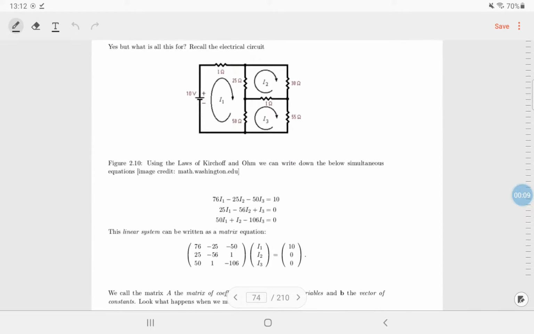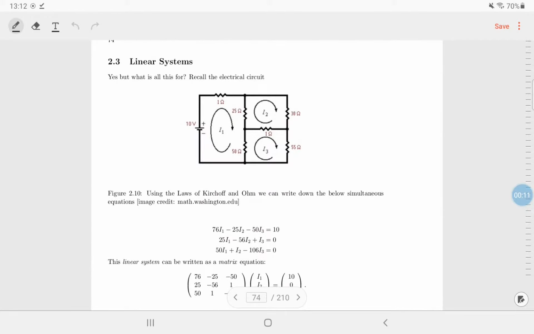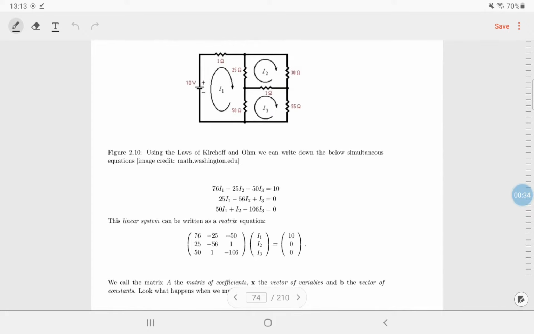Okay, so we're going to look at one application of matrices, which is to solving linear systems, which is just a fancy word for simultaneous equations. For example, in electrical circuits like this one here, where the currents I1, I2 and I3 are unknown, you can write down laws of Kirchhoff and Ohm, and you can end up with these simultaneous equations. And then the question is, how do you solve these simultaneous equations?